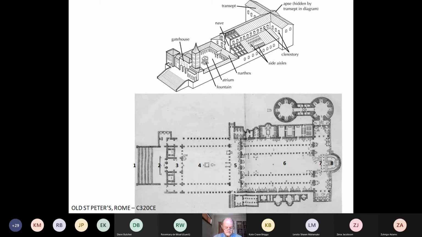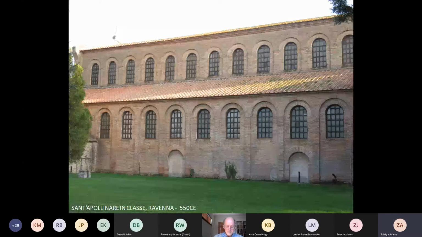That St. Peter's no longer exists, but there are beautiful early examples of the basilica type in Ravenna, built at roughly the same time as San Vitale that we looked at yesterday. There are two with the same name, Santa Polinare, one in Classe, which was the old port a few kilometers outside of Ravenna, and the other one Nuovo, which is in the city.